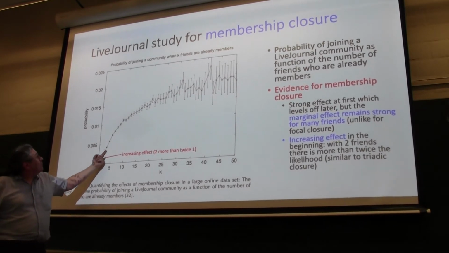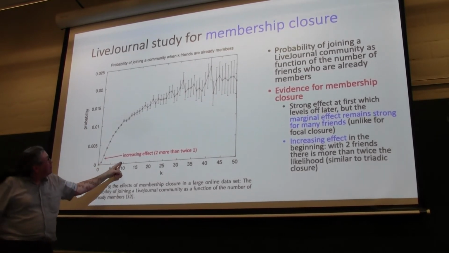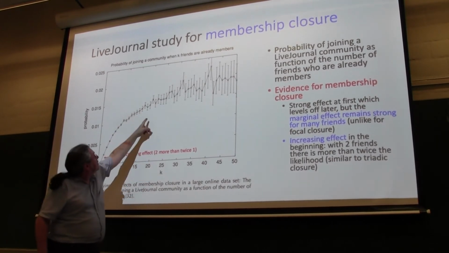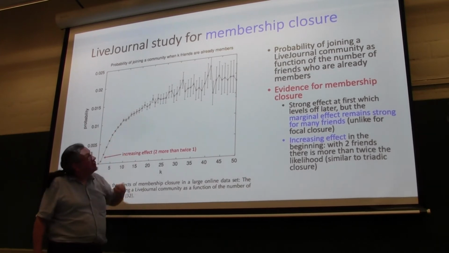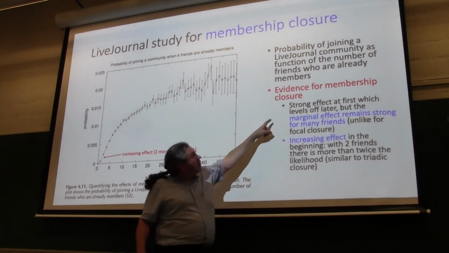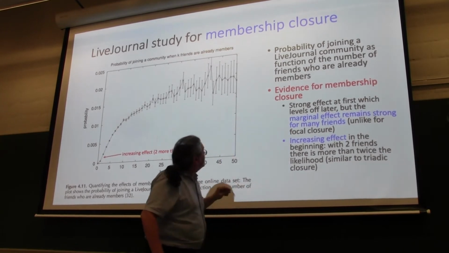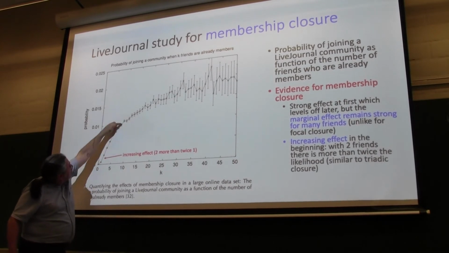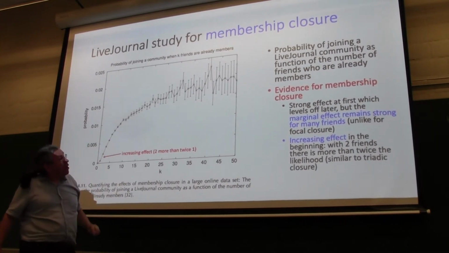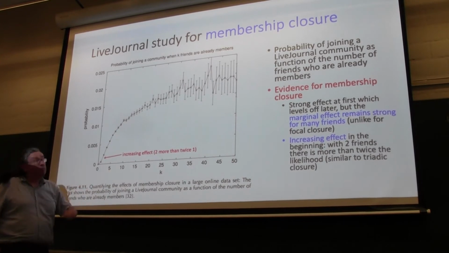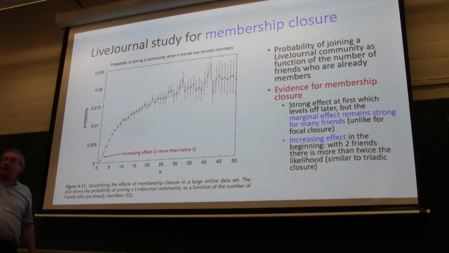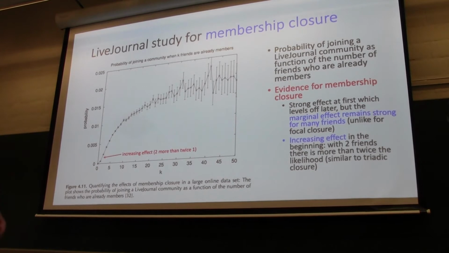Actually, this is strong evidence, huh? It goes up a lot. I mean, it flattens off a little bit, but at high numbers, up to 20 or so, it's still increasing, huh? So the effect is quite strong. But the marginal effect, so the effect between two numbers, stays pretty strong for a long time. So much stronger than focal closure, huh? So joining groups, joining communities is really affected by your friends doing it.